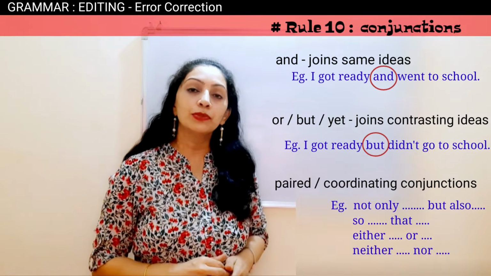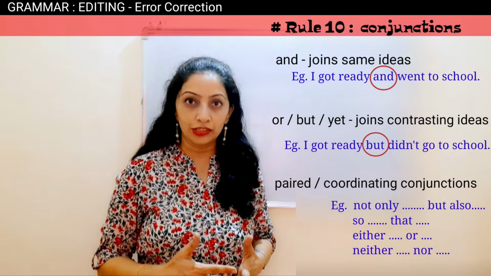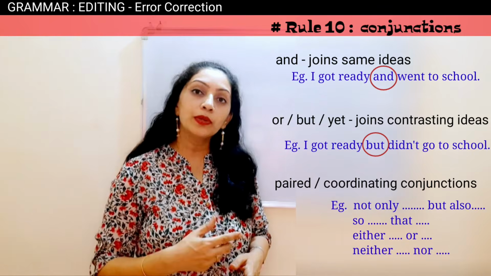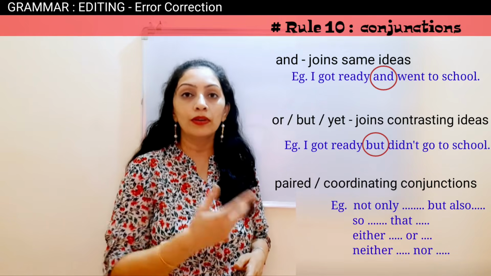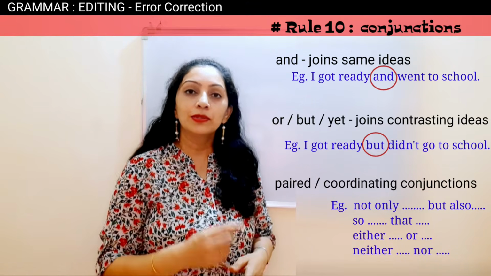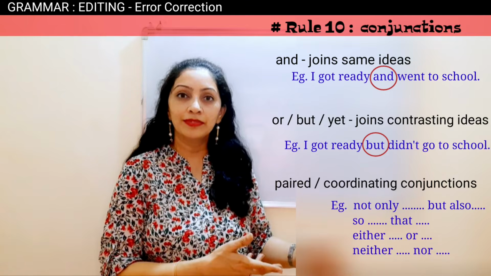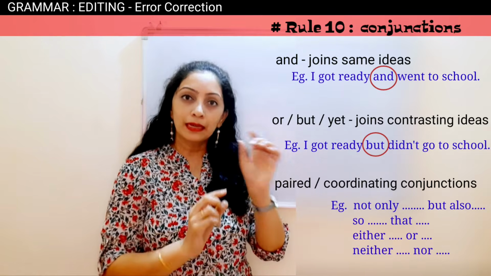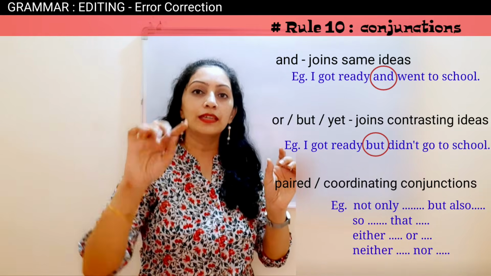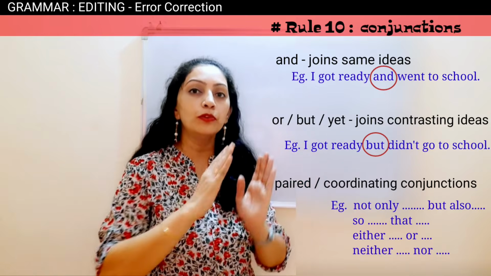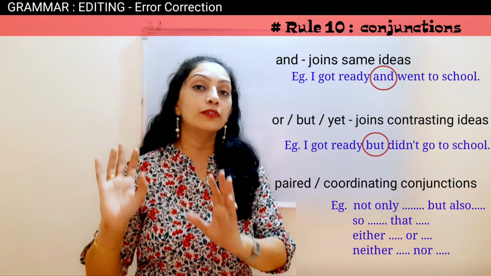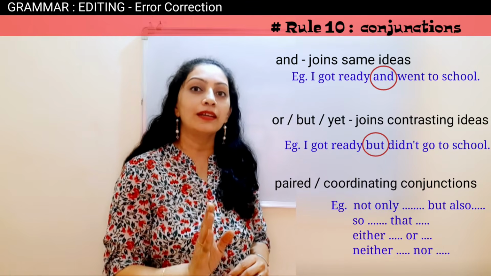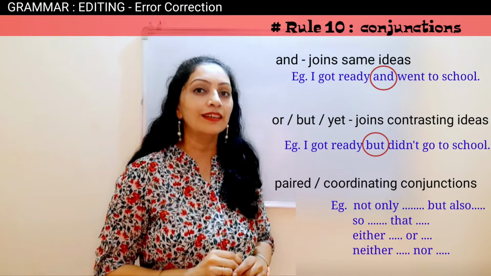Then there is another confusion regarding conjunctions. We have paired conjunctions, or we call them coordinating conjunctions, like not only but also, either or, neither nor, so that, right? Now what happens here is, the first word of this conjunction comes in a sentence, then you have the rest of the sentence, and then the next word comes. By the time you move to the rest of the sentence, you forget about the first part of that conjunction. Don't do that. Check if it's a paired conjunction. See whether there is no mistake in that.